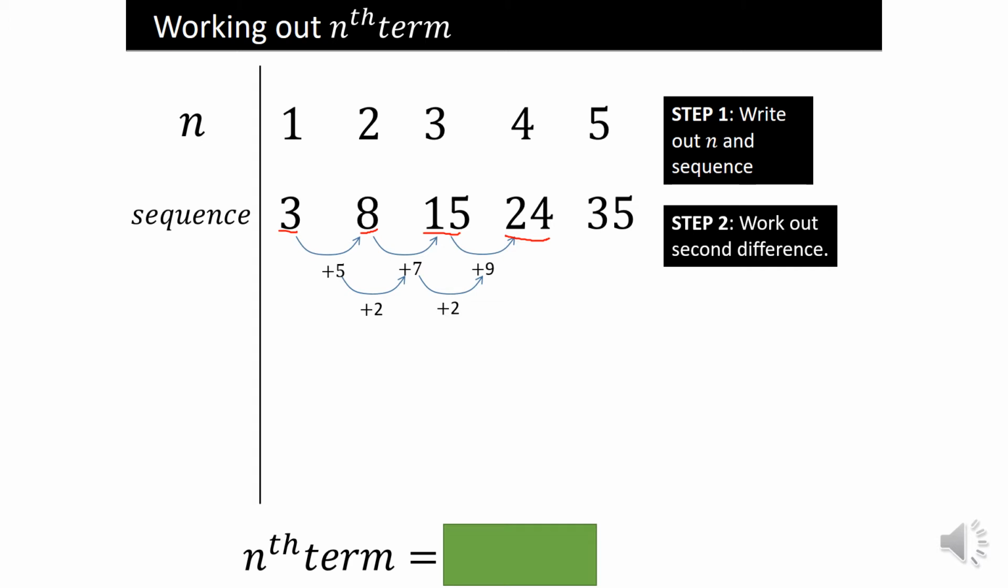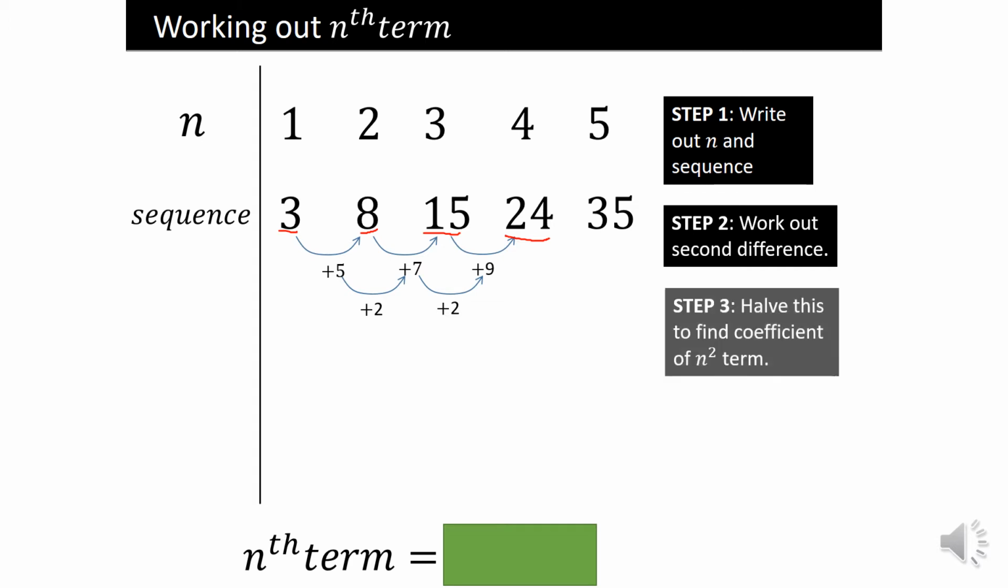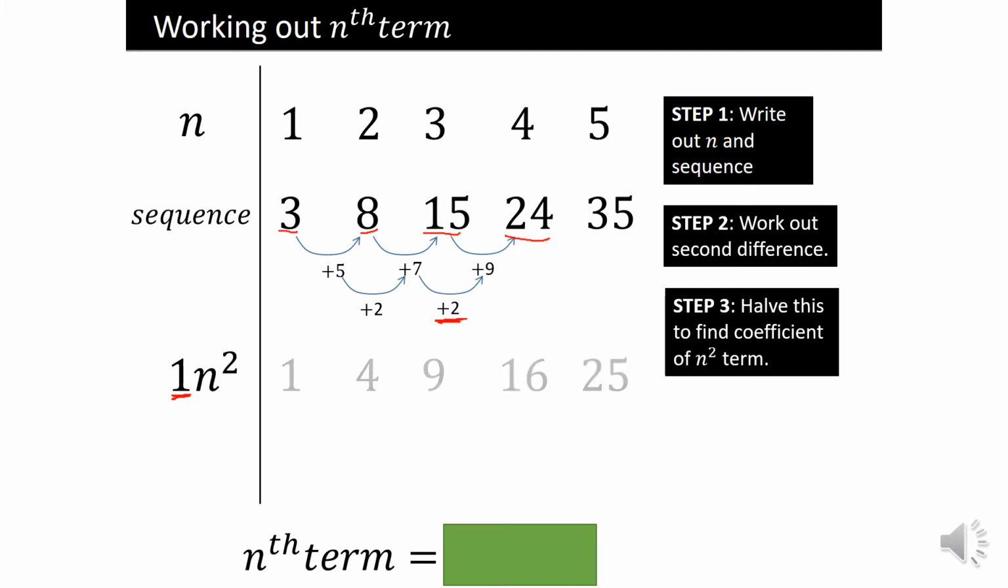So when we know that, we know that step 3 was to halve the second difference, and that tells us the coefficient of the n squared term. So we know that it's going to be 1 n squared, because we've got 2 as our second difference. We halve that to get 1, so the number that goes in front of the n squared is a 1. So we've got 1 n squared. What we're going to do then is write out that sequence. When n is 1, 1n squared would just be 1. When n is 2, 1n squared would be 4. So basically this is the squared numbers, 1, 4, 9, 16, 25. So we've got our n's at the top, we've got our 1n squareds.